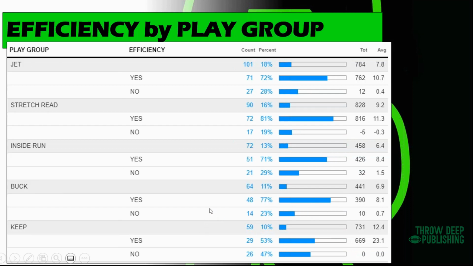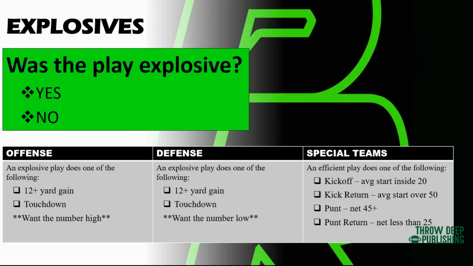If you looked at play group, like our inside run, our buck sweep, buck sweep was 77% efficient that year. It's unbelievable. Keep pass 53%. So you take all those little variations and put them together to make the play group. So that was the explosive. I'm sorry, that was the efficiency.